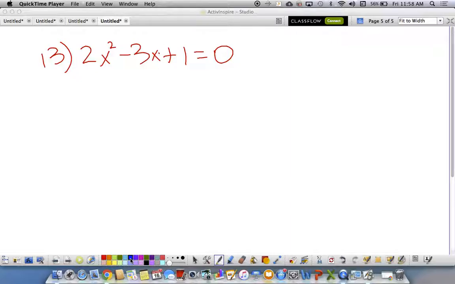I think you could find it all 4 ways. I think it's actually factorable. You can complete the square. That's way harder. Or what is the quadratic formula? Oh, b squared minus 4ac over 2a.